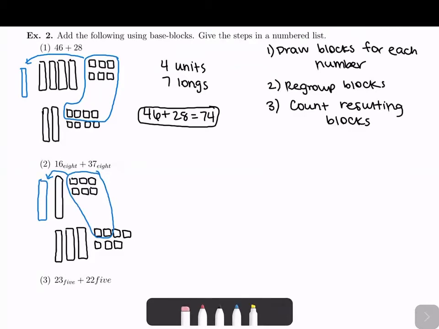So now we have 5 units and we can't regroup those, and we have 5 longs and we can't regroup those either, right? 5 is less than the base of 8, so we can't regroup those at all. So now we are left with 5 units and 5 longs.